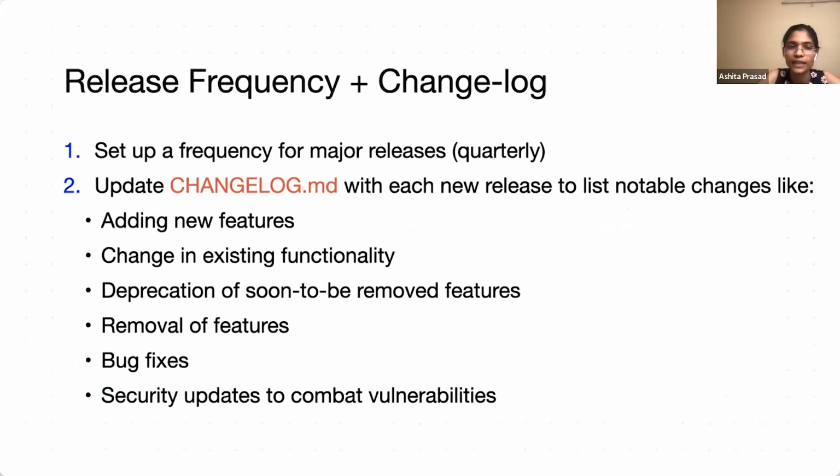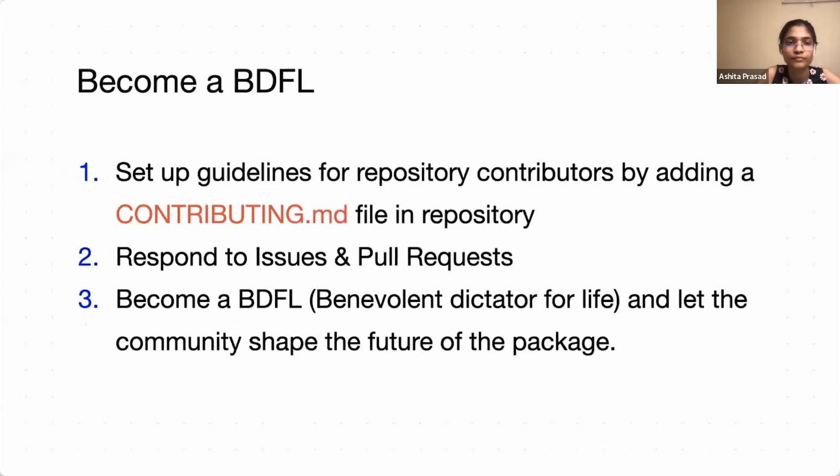The last thing that you have to set is your release frequency. So always try for a major release every quarter. And you have to update your changelog.md file with each new release. You have to list all the important changes that you have done: what are the new features that you have added, what is the change in the existing functionality, what are the soon-to-be deprecated features that you're going to remove, what are the bug fixes that you have done, and what are the security updates that you have done to combat any vulnerabilities that your users have faced.